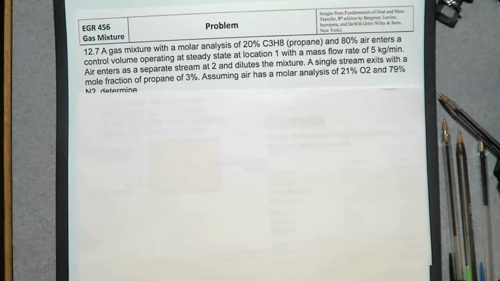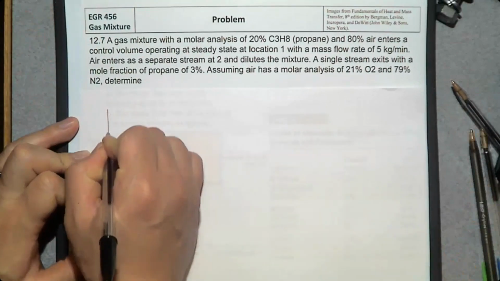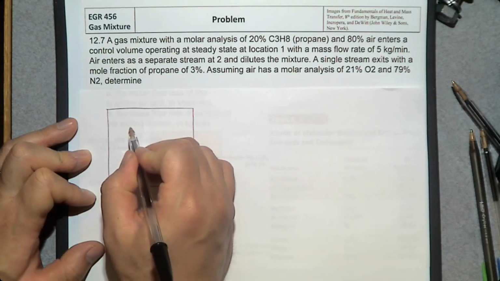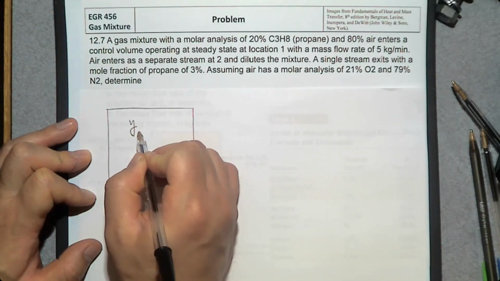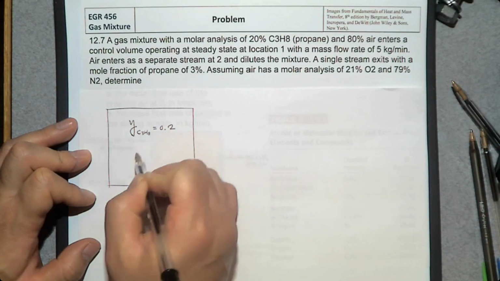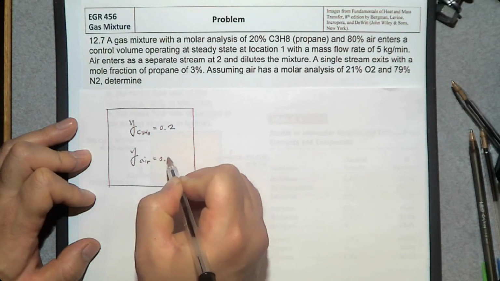Okay, so we have a gas mixture with the molar analysis of 20% propane, 80% air. That means that 20% is the molar fraction, not mass fraction, and 80% is the molar fraction. So from here, we know we have a mixture. And the mole fraction of propane C3H8 is going to be 0.2. The mole fraction of air is going to be 0.8.